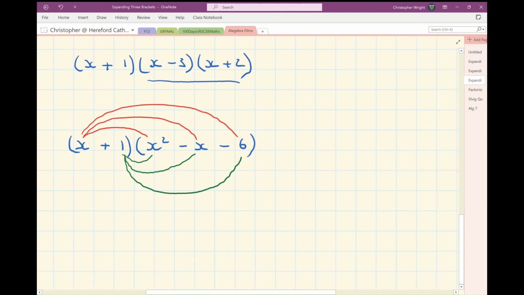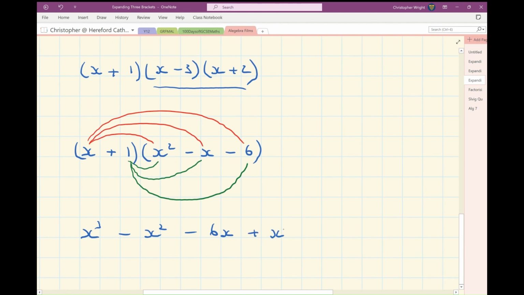Right, let's start with my x in my first bracket and multiply the x by each term in the second bracket in turn. So x times x squared is x cubed. x times minus x is minus x squared. x times minus 6, minus 6x. Now I'm going to multiply the 1 by each term in the second bracket in turn. 1 times x squared, 1 times minus x, and 1 times minus 6. It's not very difficult to multiply by 1.